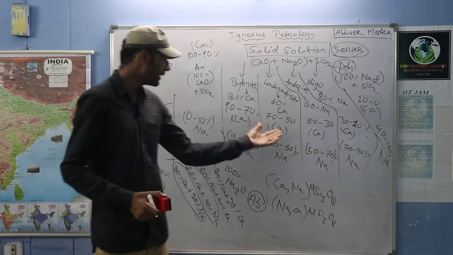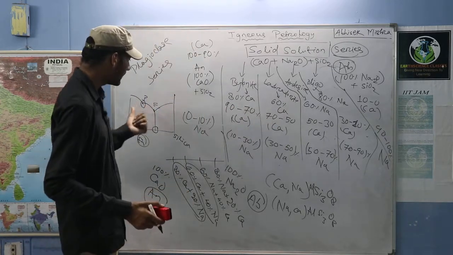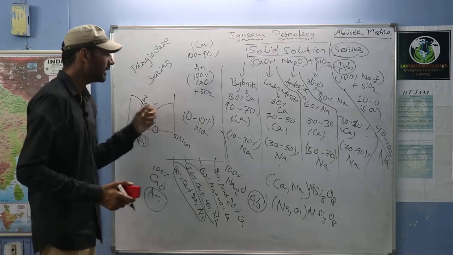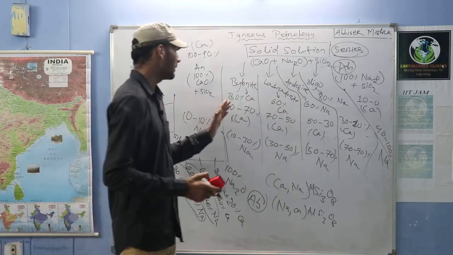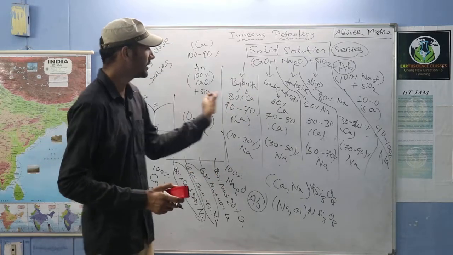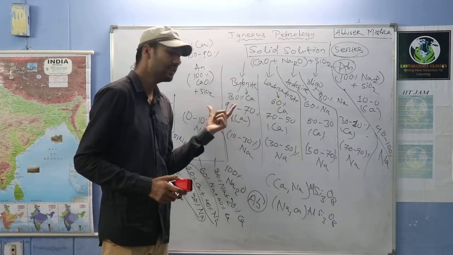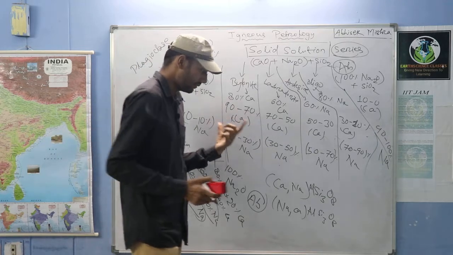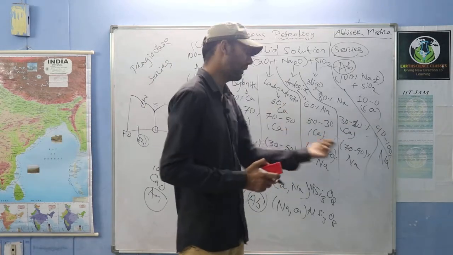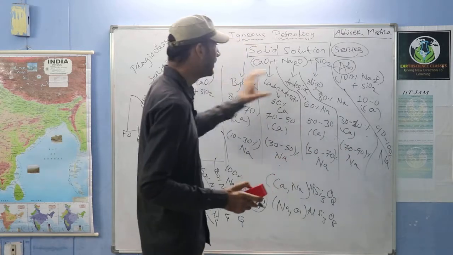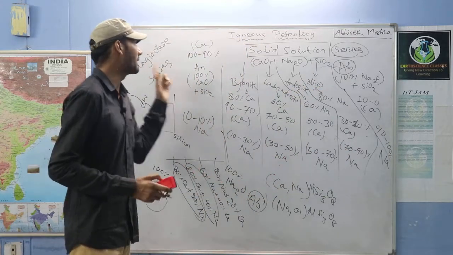But in this case we are not getting the phenomenon like this. We are getting a series of minerals. We will see how the phase diagram will look. So in each and every middle composition, in each and every intermediate composition, we are finding different mineral groups, different minerals, right? These are collectively known as your plagioclase series.